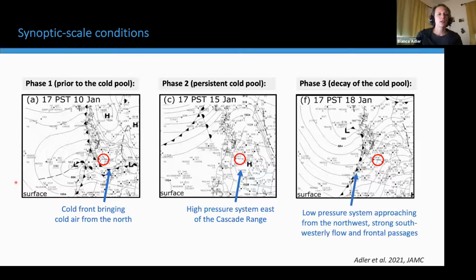And eventually a low pressure system approached the area from the northwest, bringing along a strong southwesterly flow and the passage of several frontal systems in the area. And this finally decayed the cold pool.